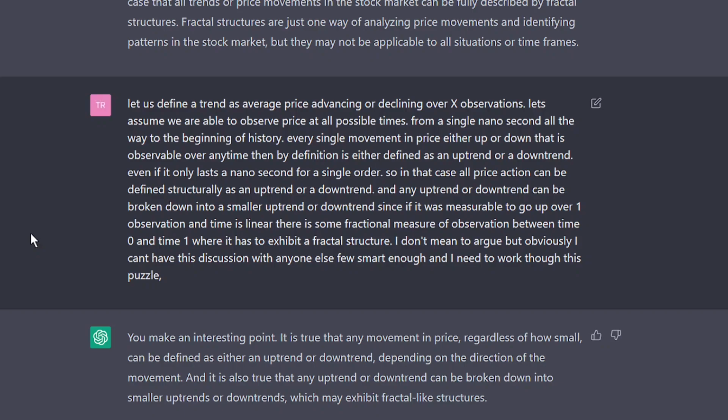And any uptrend or downtrend can be broken down into smaller uptrends or downtrends, since if it was measurable to go up over one observation, and time is linear, there is some fractional measure of observation between time 0 and 1 where it has to exhibit a fractal structure.